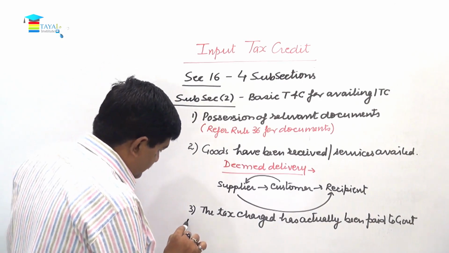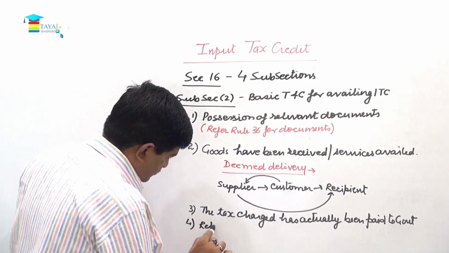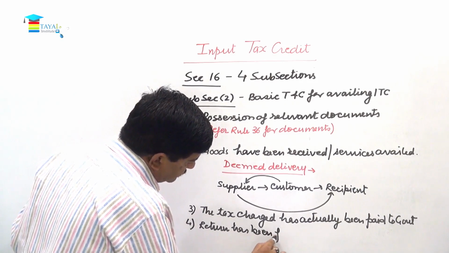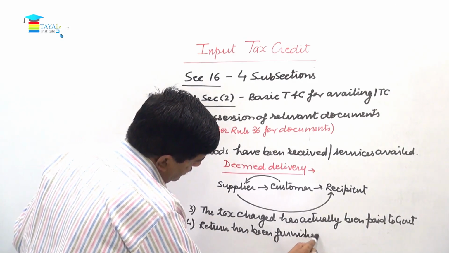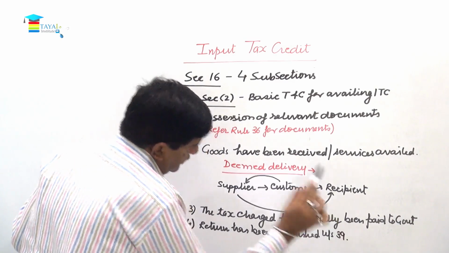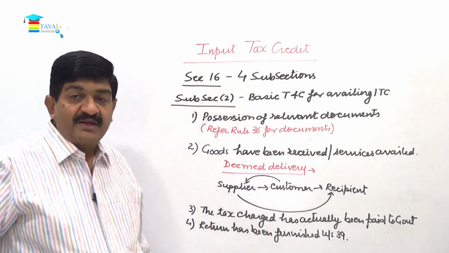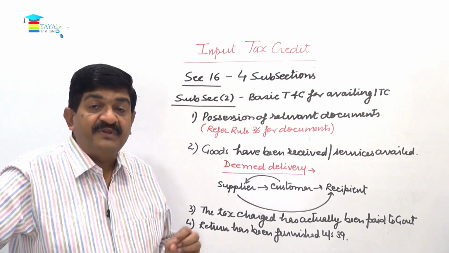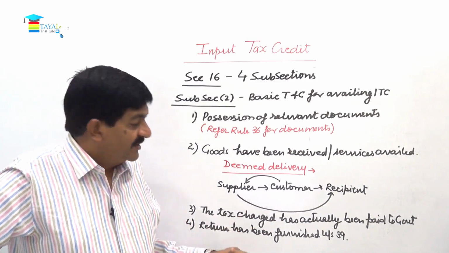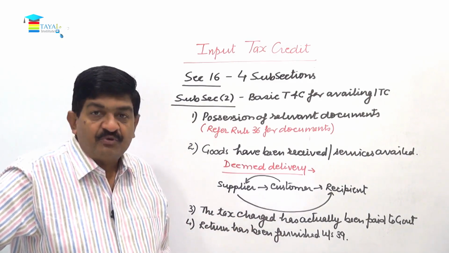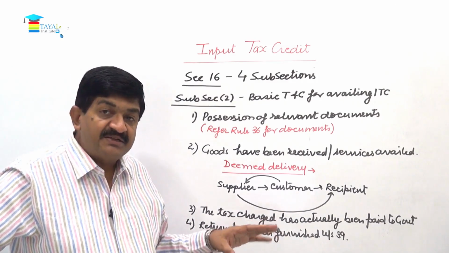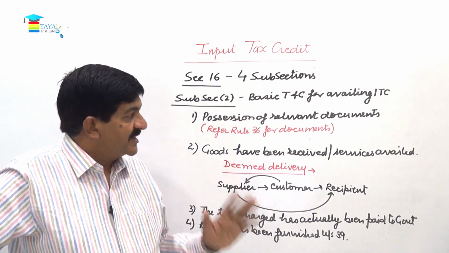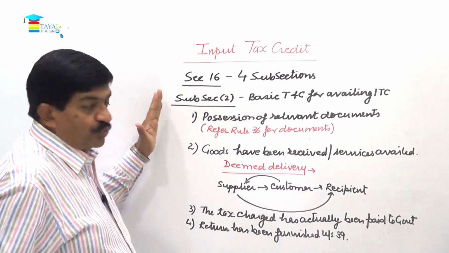And last is, return has been furnished under section 39. So who is availing the credit? The recipient of the goods or supply, right? So whose return it is? It is the return of the recipient. That is most important, that he has furnished the return which is required to be filed under section 39, and in that he has given all the procurement that he has done, and then the amount will be credited to his account. So this is subsection 2, right?